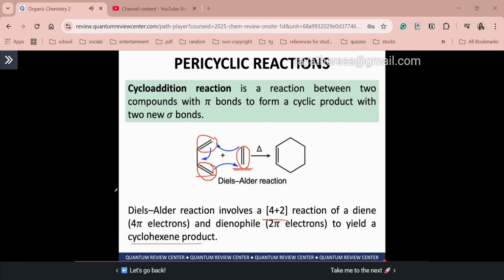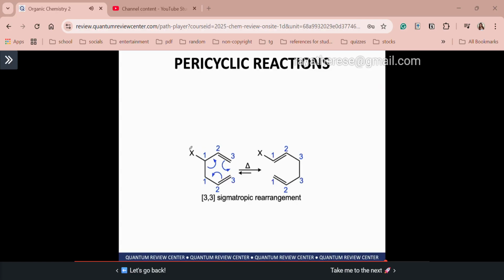For 4 carbon plus 2 carbon, of course, they have 6 pi electrons, with 4 pi electrons and 2 pi electrons coming from your diene and dienophile respectively. But don't worry, later we will have a sample problem on your pericyclic reaction. But for now, let's discuss our third type, your sigmatropic rearrangement.